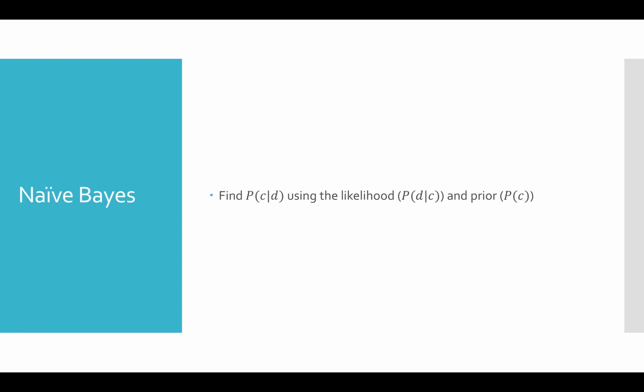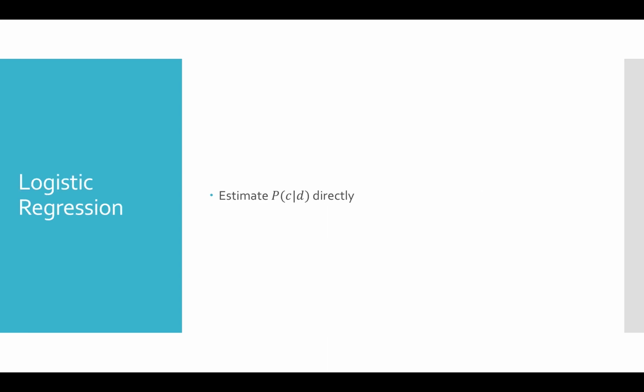For naive Bayes, we wanted to find the probability of a class given the document, but we didn't calculate that directly. We instead used the likelihood that a document was generated given a class, and the probability of a particular class. With logistic regression, we want to estimate this probability of the class given the document directly.